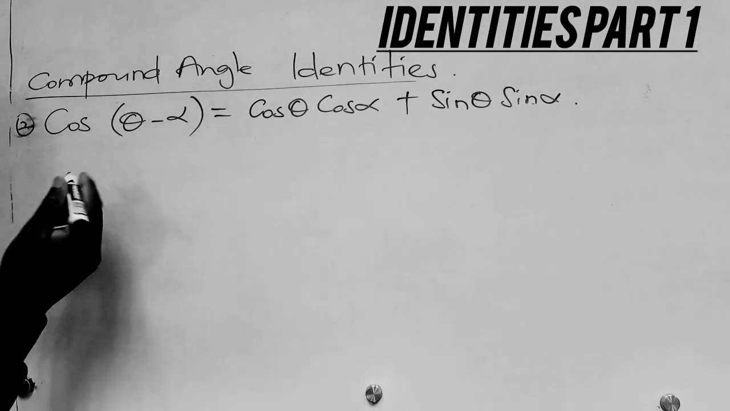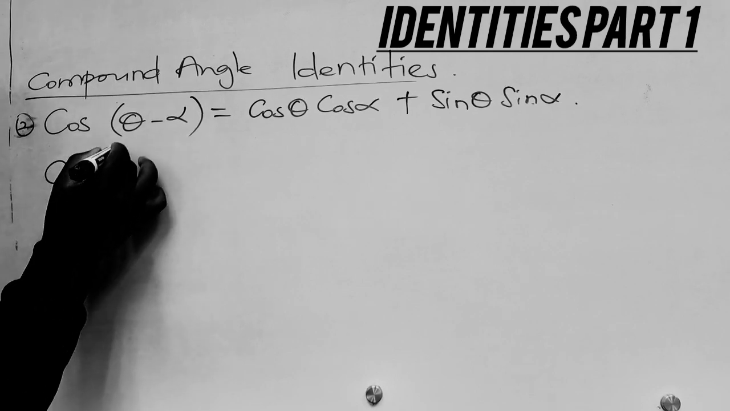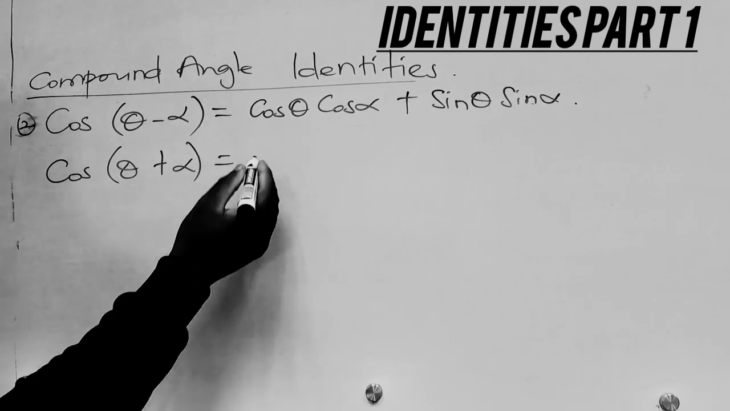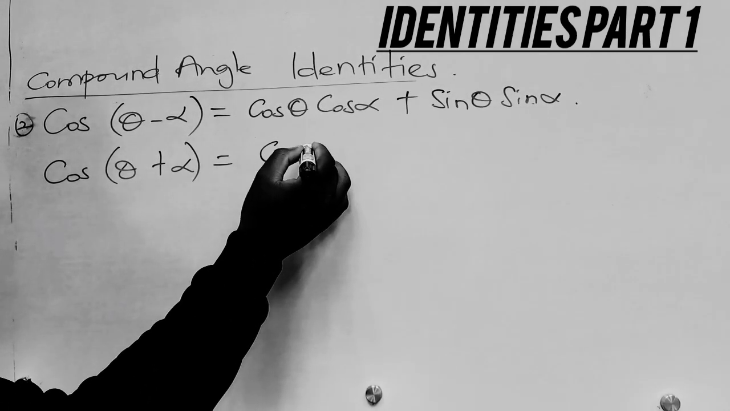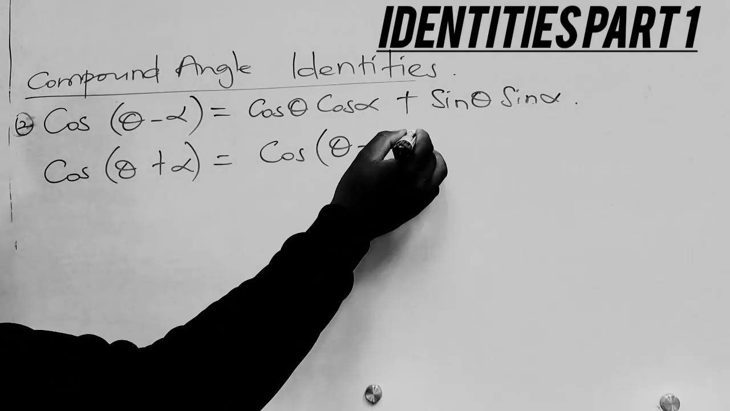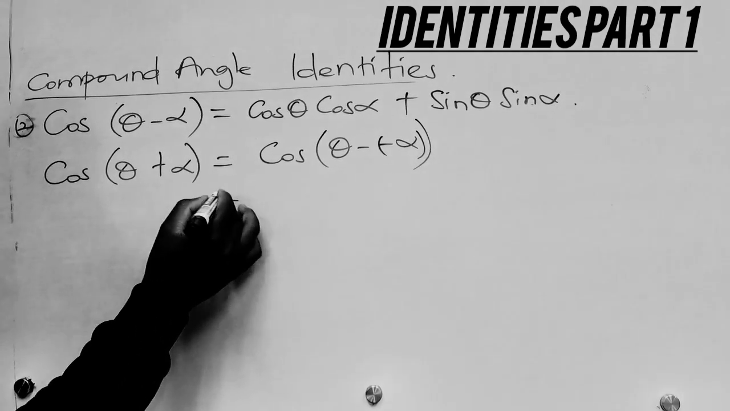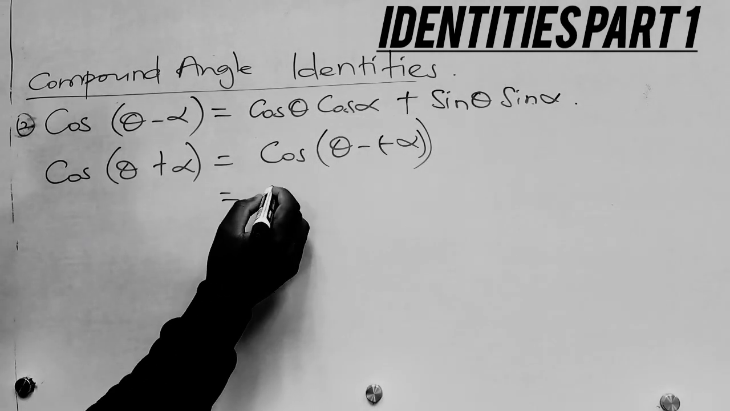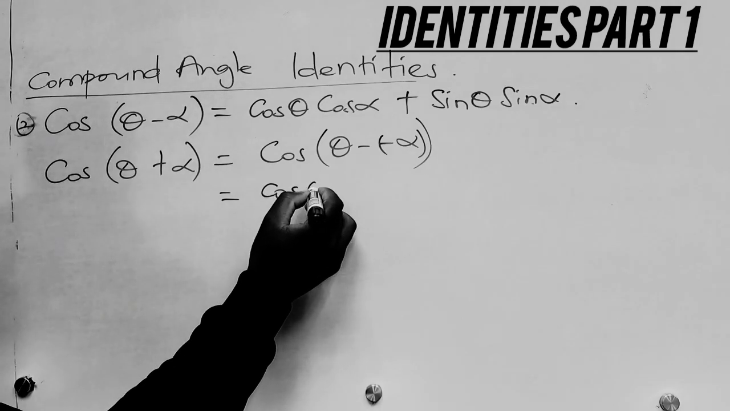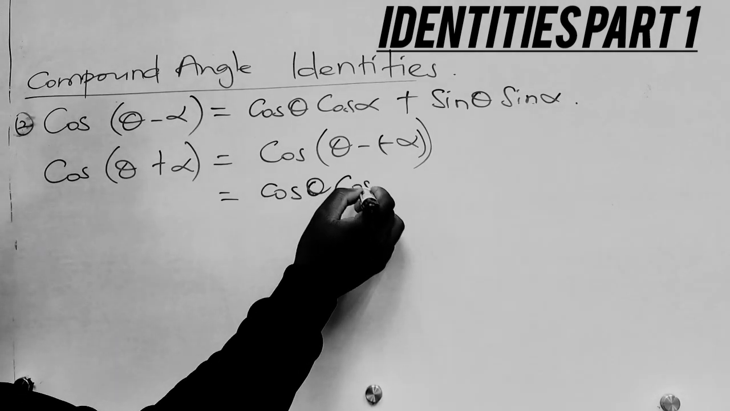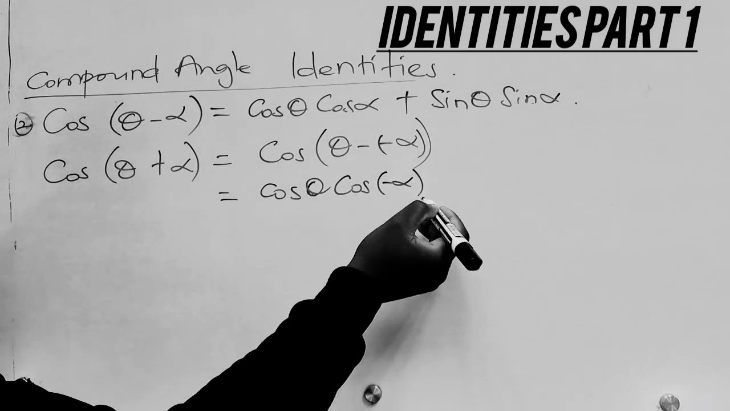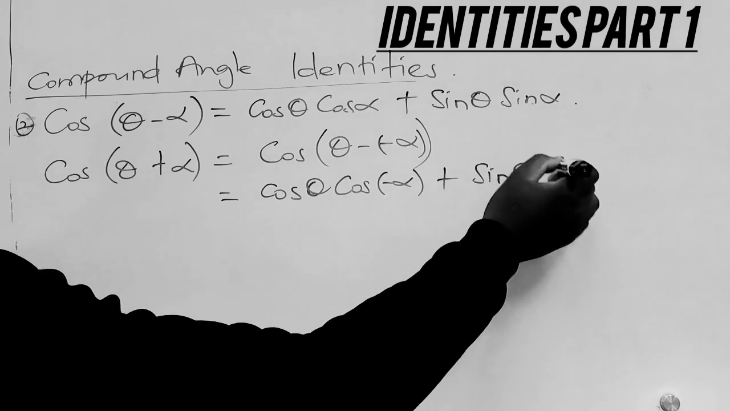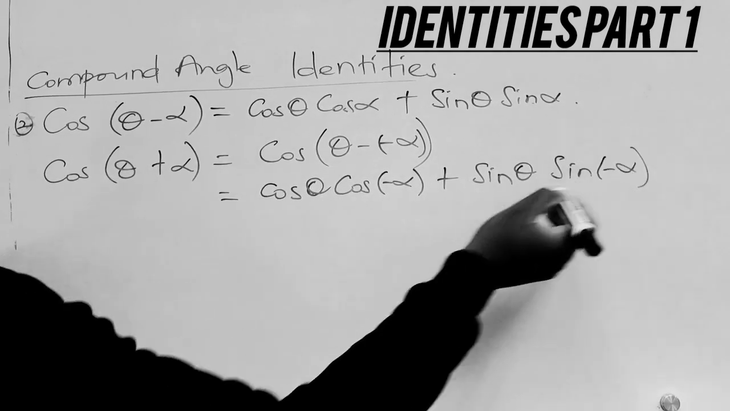We want to use this identity to derive the identity of cos theta plus alpha. This one is minus minus, so we have cos theta minus minus alpha. Now we can use our formula for the previous identity. So this is equivalent to cos theta cos negative alpha plus sine theta sine negative alpha.